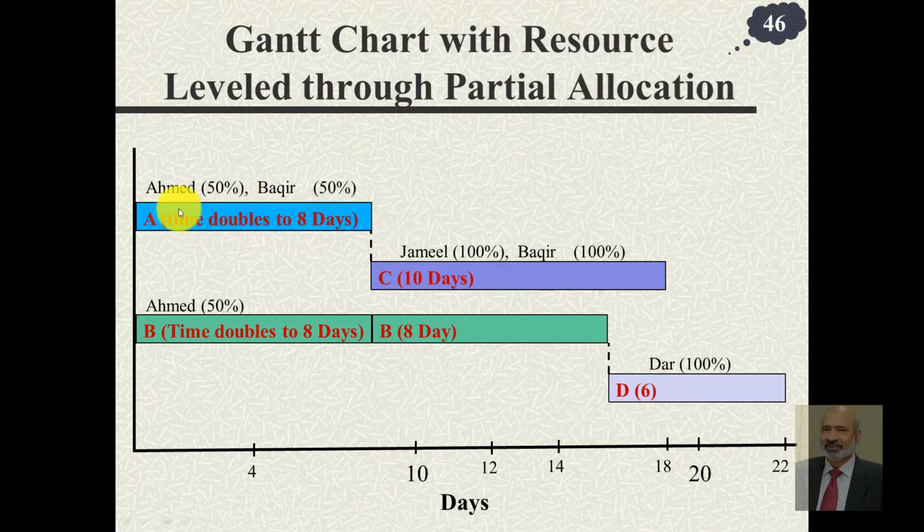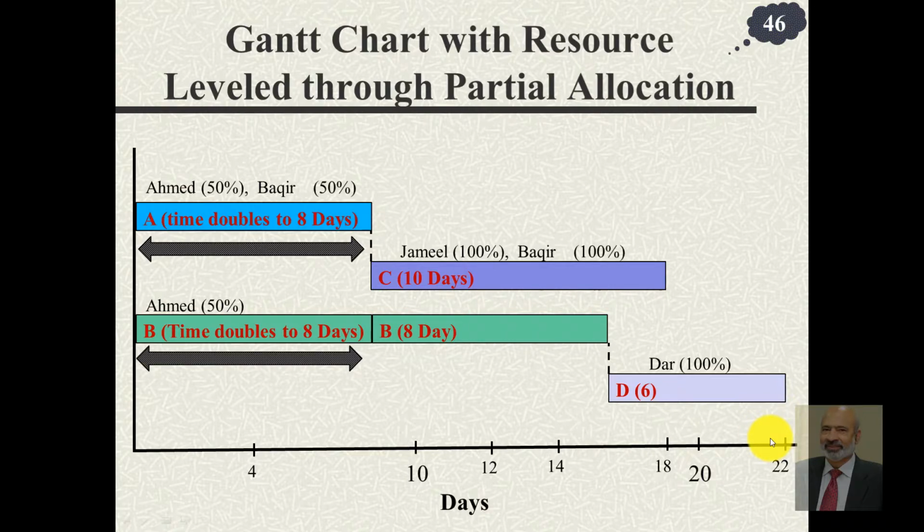The only difference would be made for Ahmed because Ahmed spends 50% time here, 50% time here. So overall, while he is working simultaneously on two different activities, he doesn't do any overtime. So the cost does not increase, and because of this expansion or partial allocation, or spreading of the activity over a slightly longer time duration, the project completion time increases from 18 to 20.